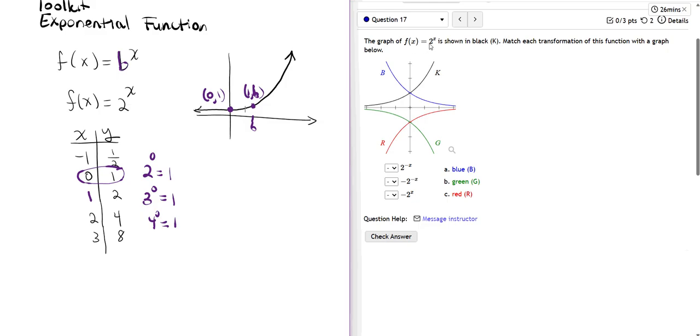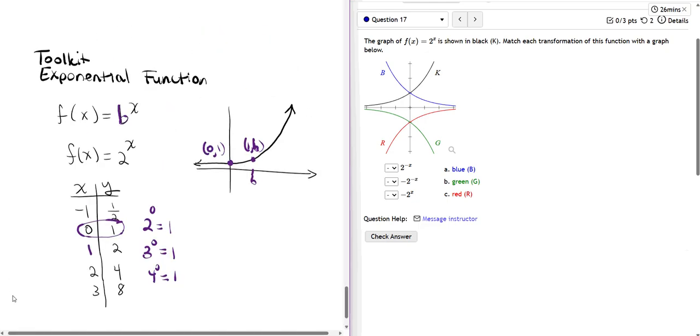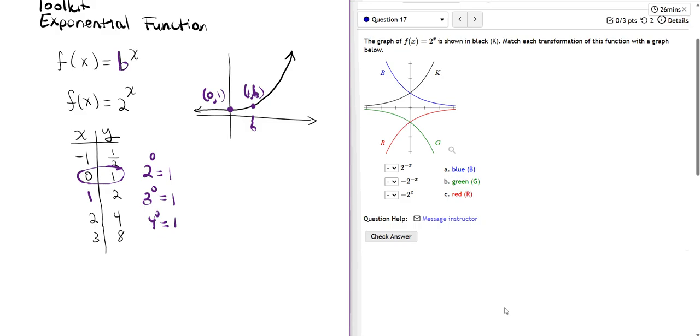So f of x is 2 to the power of x, shown in black. And so the black one is the starting point, the parent function or the toolkit function. And so we're going to see how each of the colored ones could be achieved by applying transformations to the original.